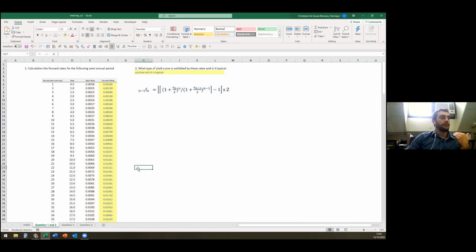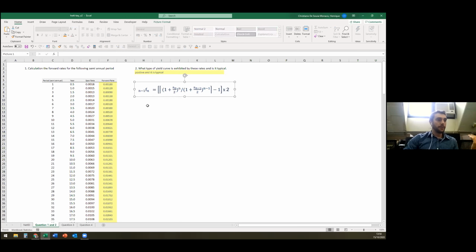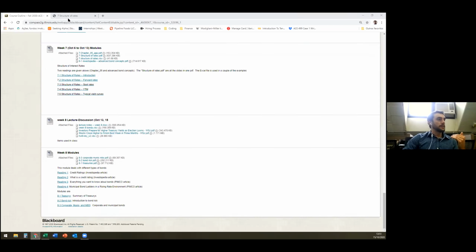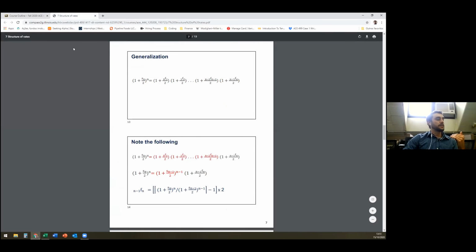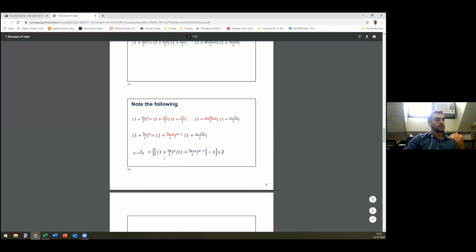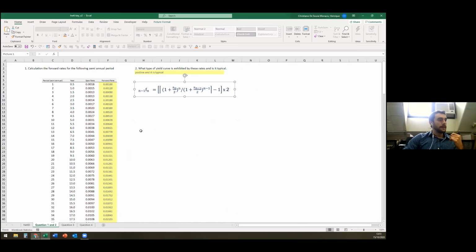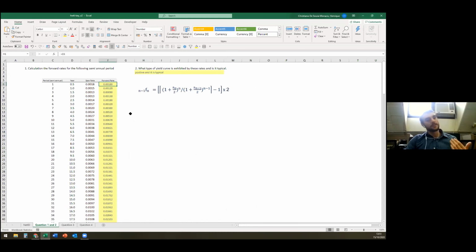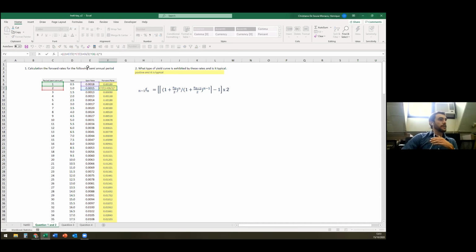we ask you to calculate the forward rates given the spot rate, right? And to do that, you should be able to use that formula that relates the forward rate with the spot rate. It is found in chapter 7, the structure of rates, page 14. So remember that the first forward rate always equals the first spot rate. Now for the second onward, what we're going to do is plug in that formula.